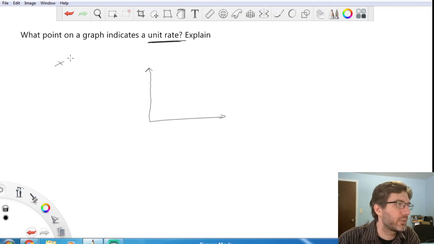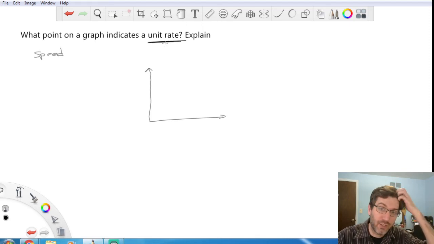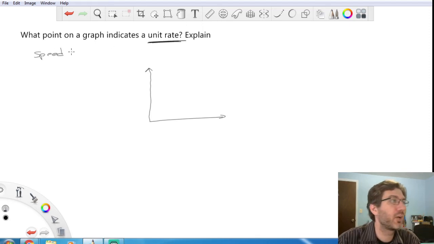Let's look at one with context. That might make it easier. What if we know speed? We can talk about speed today. Speed is defined as the amount of distance you travel divided by time. So distance divided by time. And then when we graph that, time would be down here and distance would be over here.